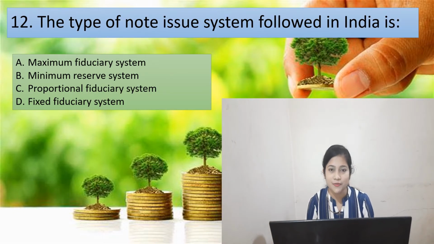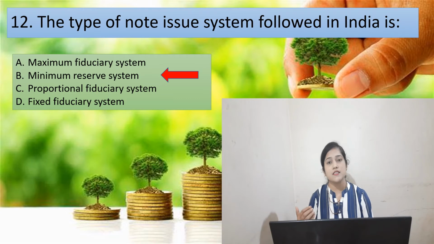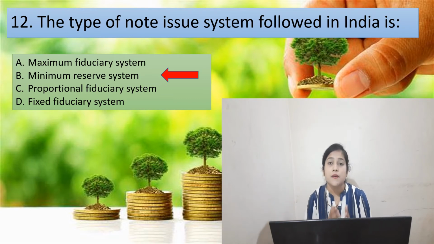So here is the question. The type of note issue system followed in India is: first option, maximum fiduciary system; second option, minimum reserve system; third, proportional fiduciary system; and the last, fixed fiduciary system. Well, the answer will be minimum reserve system. Remember, this is very important, and in most competitive exams it is a very common question. In India, the currency system follows which system? That is the minimum reserve system. That is your option B.